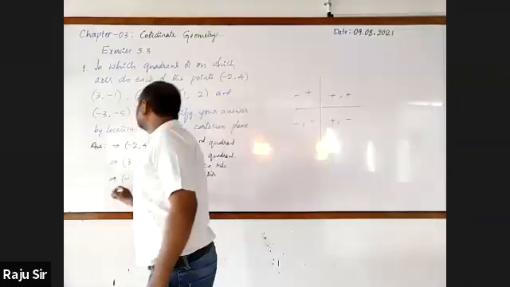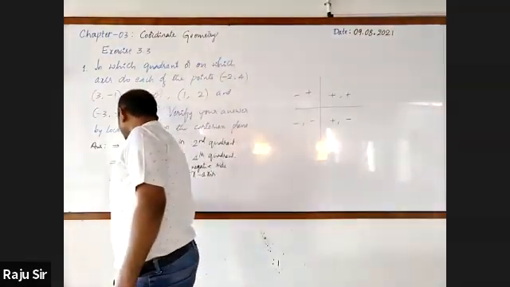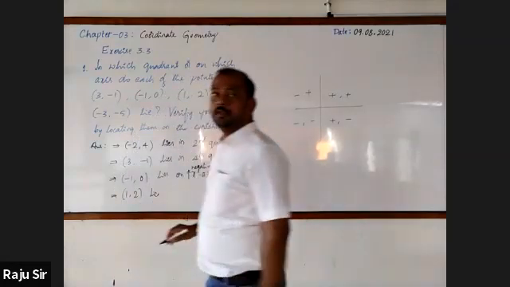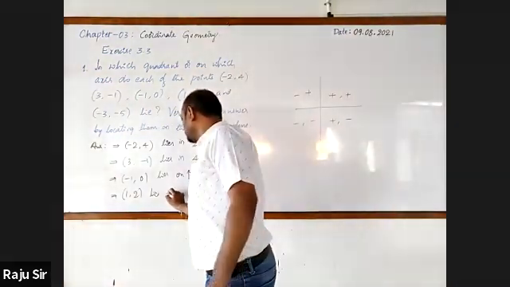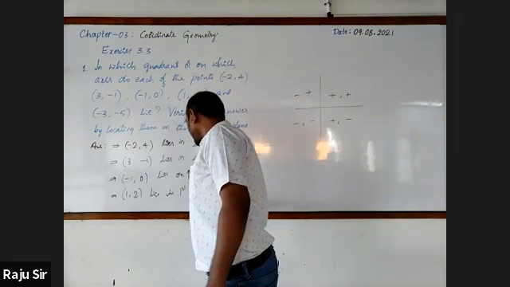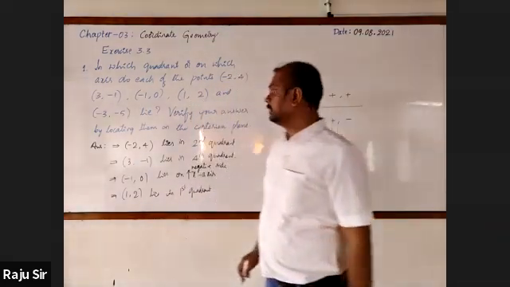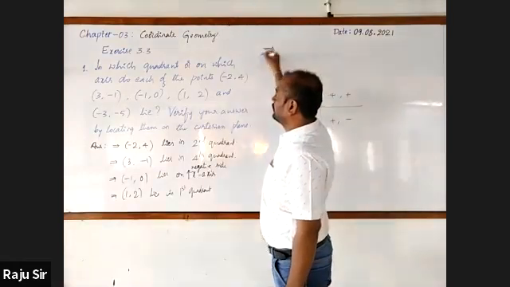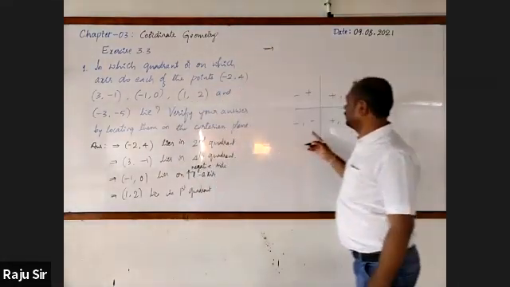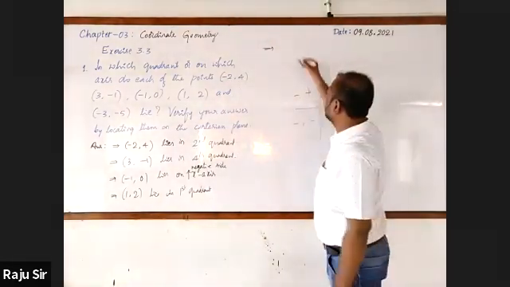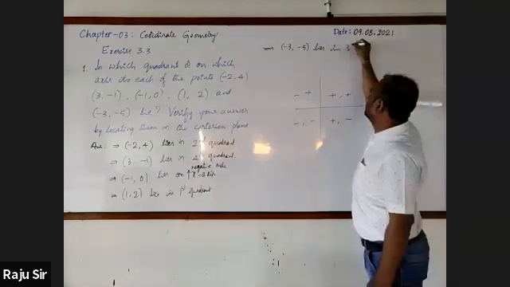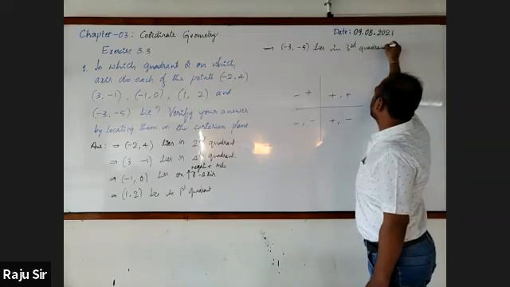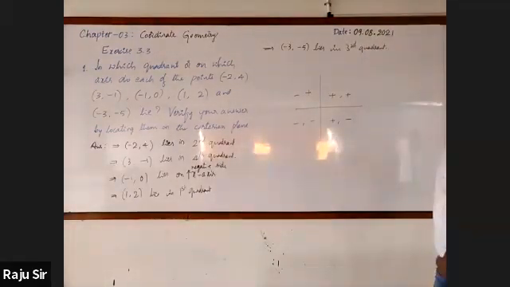Next point, (1, 2). Which quadrant? First quadrant. It lies in the first quadrant. One more point, (-3, -5). It belongs to the third quadrant. Right, (-3, -5) lies in the third quadrant.